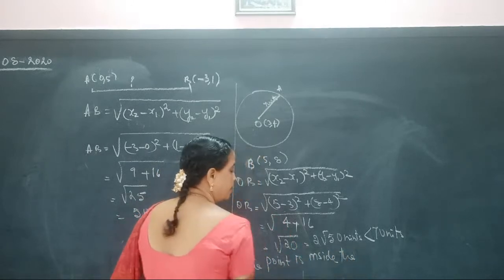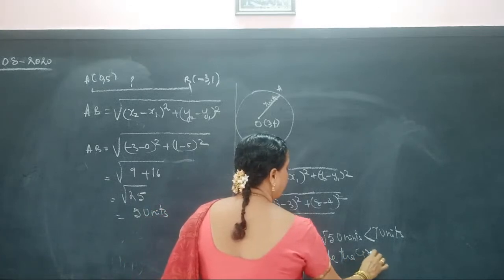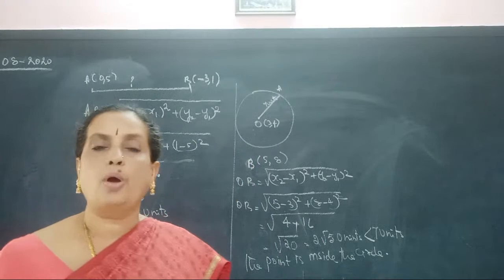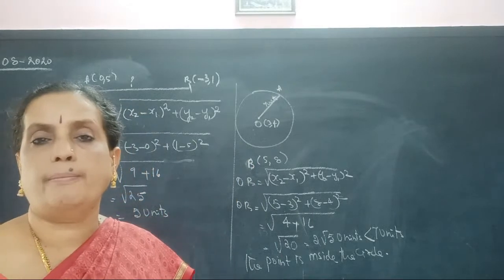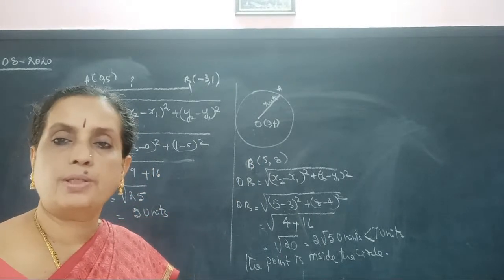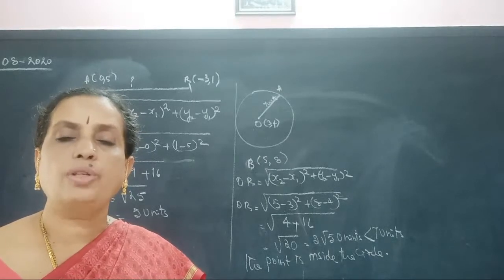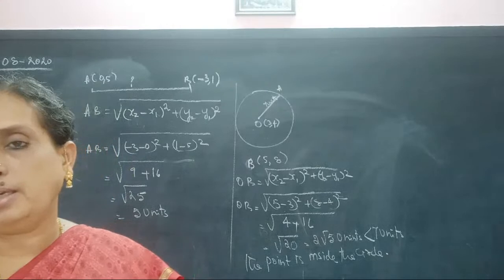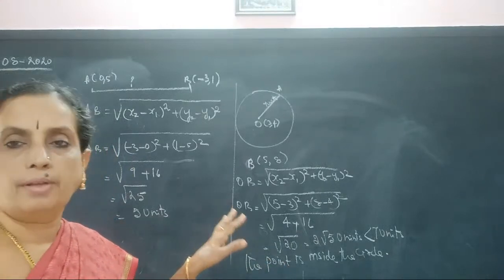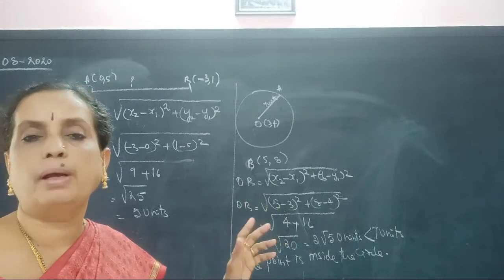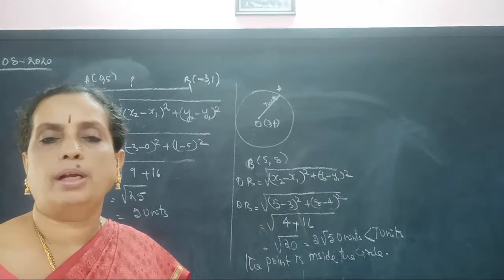Suppose the distance is exactly equal to 7 units, we can give the conclusion that the point is on the circle. If the distance is more than 7 units, then we can say it is outside the circle. Is it clear? The question is very simple. You have to follow what you have to calculate, how to determine. It is most important here.